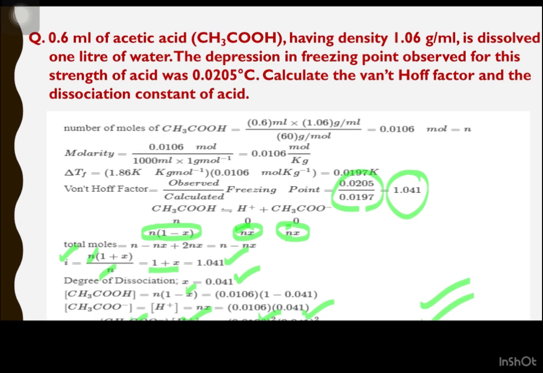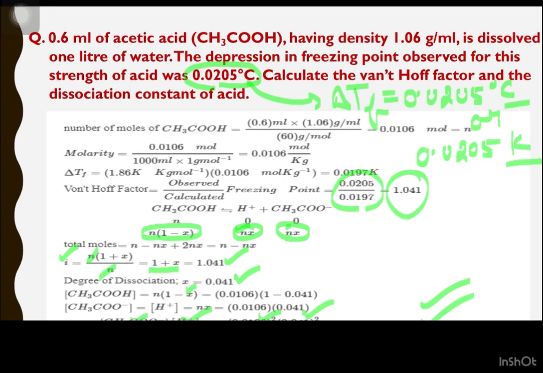Then one more thing, if this is given as change in temperature, delta T F is given here, never ever make this mistake of adding 273 to 0.0205 because you want to convert it to Kelvin. Whether it is in Kelvin or in degrees Celsius, the change in temperature will remain the same. So delta TF is 0.0205 degrees Celsius or 0.0205 Kelvin, same. Why?